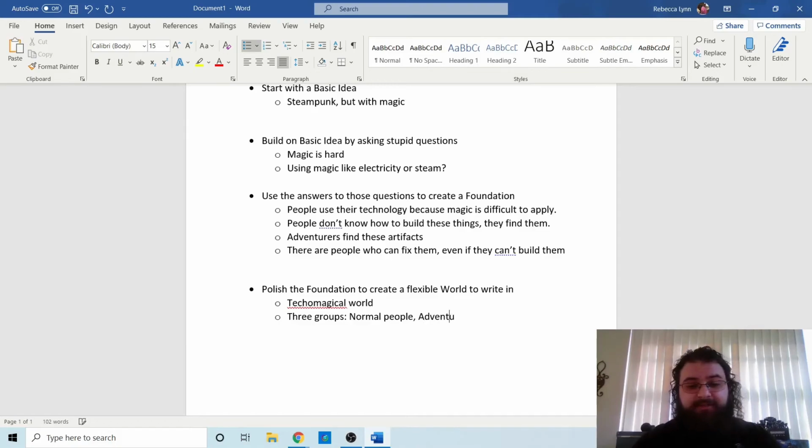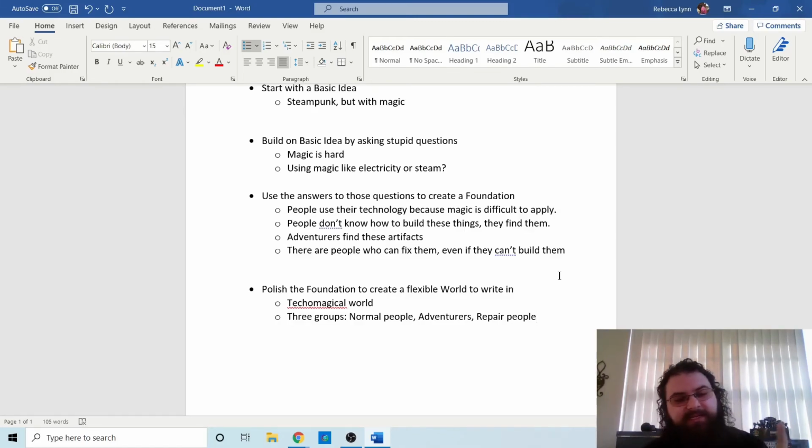You have the adventurers, who serve to find the artifacts that drive the techno-magical world. And you have the people who fix them. Let's just call them the repair people for this particular example. So, these three groups, they're interrelated and they interact with each other. And now, in my view, we've got a pretty decent foundation for things.